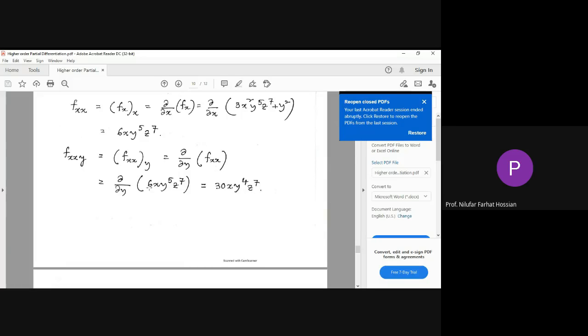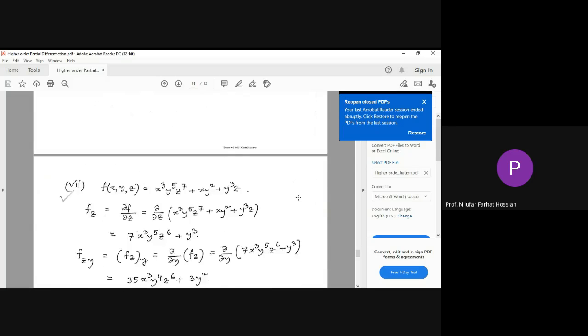So again, the constant factors are 6, y to the power 5, z to the power 7. Okay, I'm sorry, it was with respect to y. So these are constant factors, 6, x, and z to the power 7. So the factor to be concerned should be y to the power 5, which will give you 5y to the power 4. So 5 into 6, it means 30 x y to the power 4, z to the power 7.